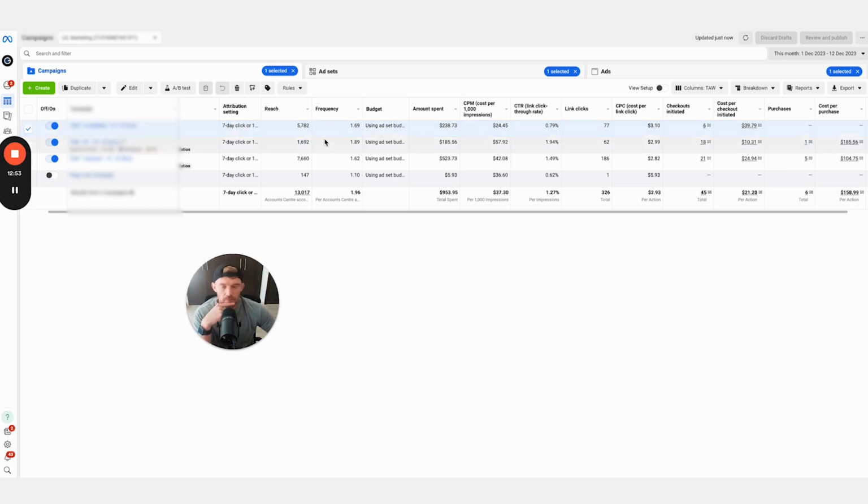But again, what I would probably do if I had a bigger budget is just launch a load more lookalikes and do more testing. But for now, we're spending about $120 to $130 a day, so I'm not going to put more into lookalikes just yet because the other two campaigns are performing better.